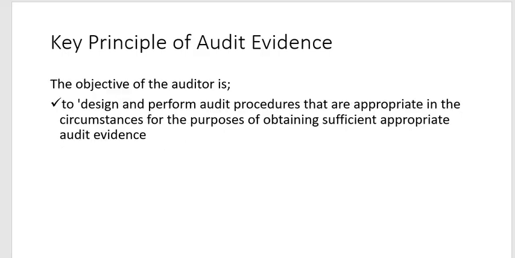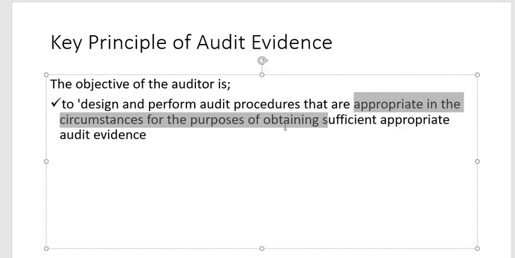So what's the key principle in audit evidence? In simple terms, what's the objective of the auditor in arriving at audit evidence? The objective of the auditor here will be to design and perform audit procedures that are appropriate in the circumstances for the purpose of obtaining sufficient appropriate audit evidence. Here we should spend some time. They're saying to design and perform audit procedures that are appropriate in the circumstances. I think this one should be underlined.